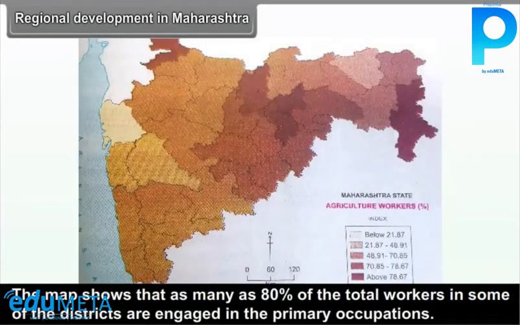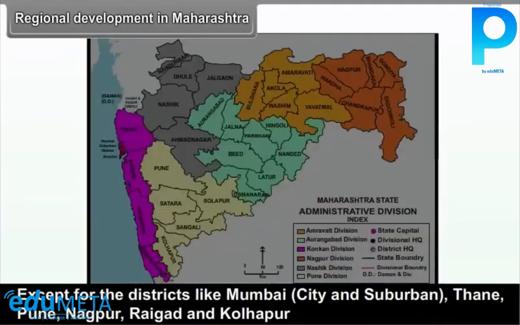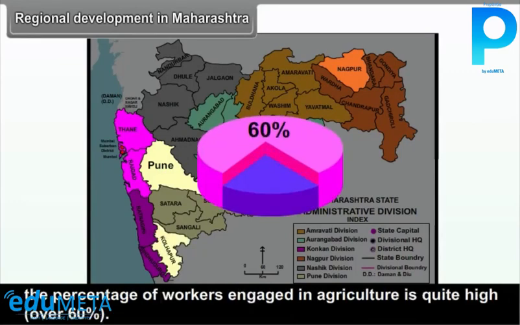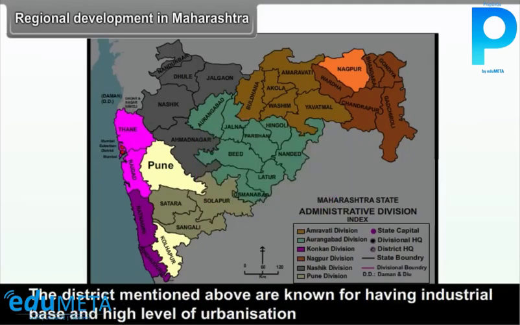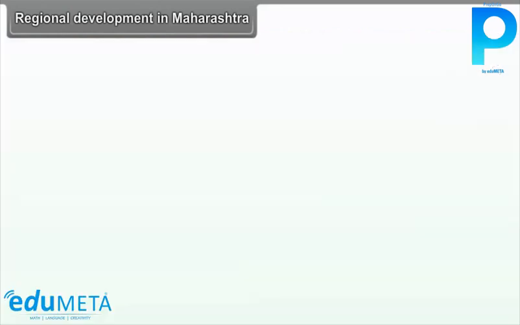The map shows that as many as 80% of the total workers in some of the districts are engaged in the primary occupations. Except for the districts like Mumbai, City and Suburban, Thane, Pune, Nagpur, Raigad and Kolhapur, the percentage of workers engaged in agriculture is quite high, over 60%. The districts mentioned above are known for having industrial base and high level of urbanization, and hence greater proportions in the secondary and tertiary occupations is quite high.